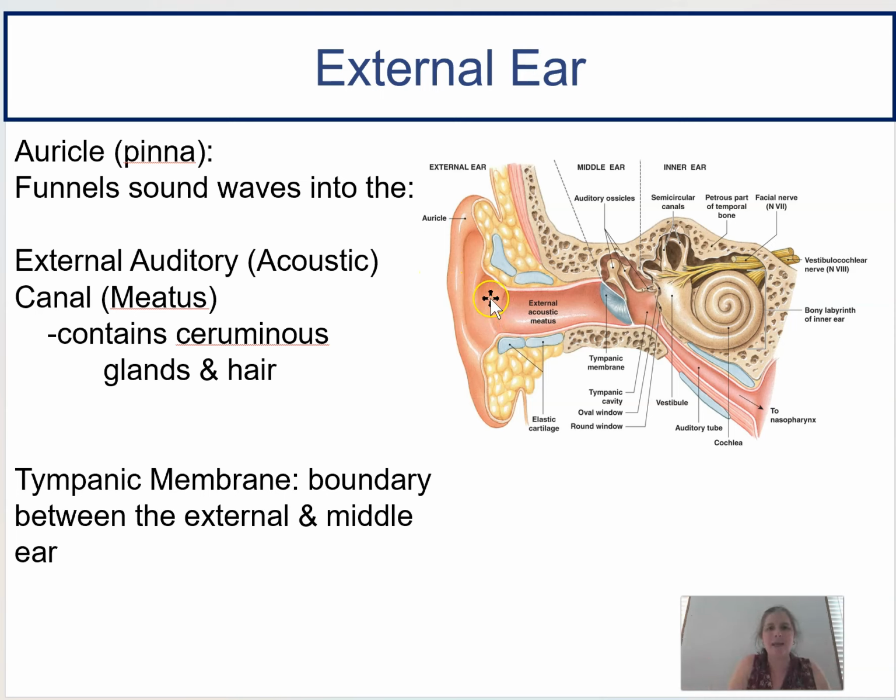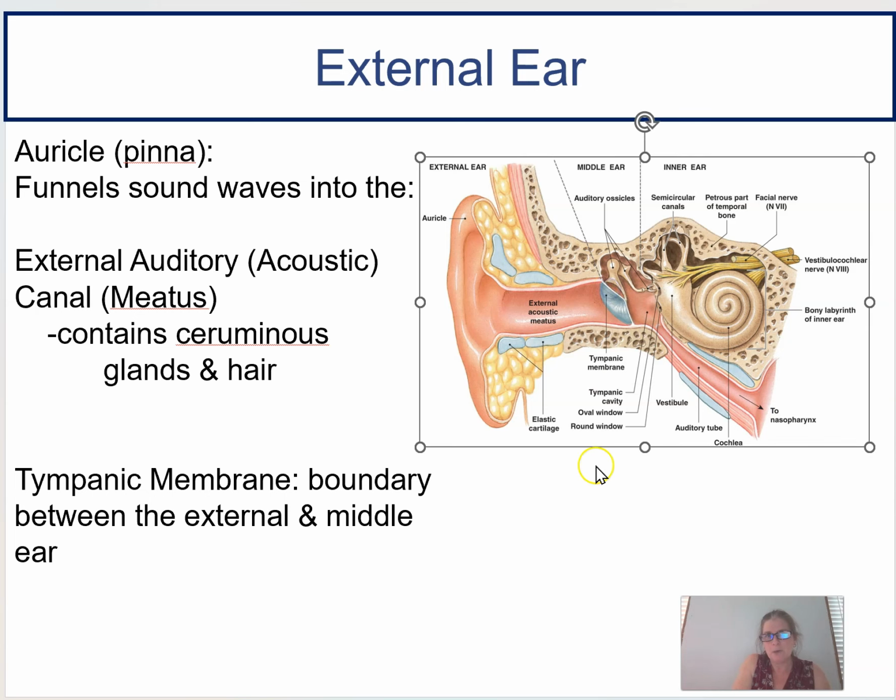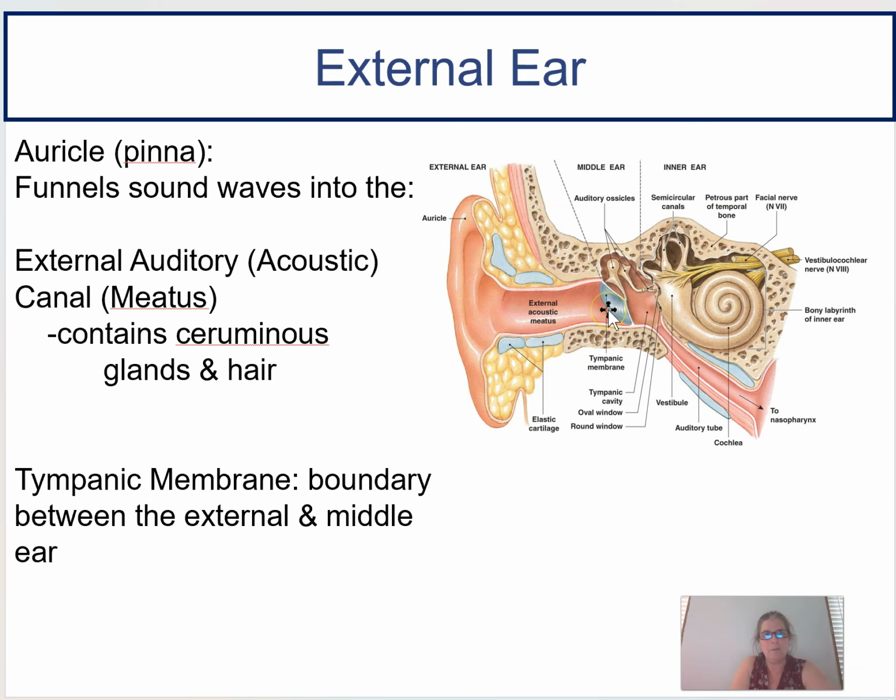So the sound waves come in and then they go down through the external auditory canal. Now you can call it the external acoustic meatus if you want, but this is what the sound waves get funneled into. We know it's lined with ceruminous glands, earwax, and hair to basically keep bugs out. And then it hits the tympanic membrane, which we might call our eardrum, but you have to call it the tympanic membrane. The sound waves come in and hit that and make it vibrate. So that's the boundary between our external ear and our middle ear.